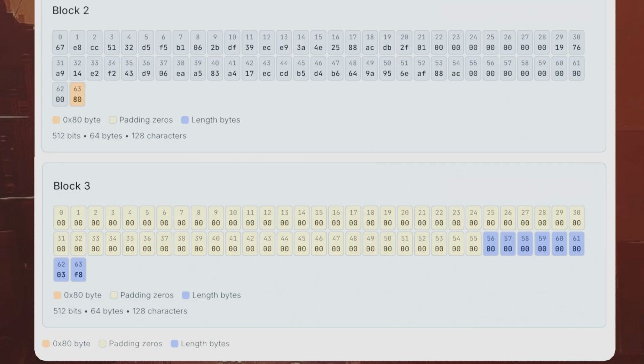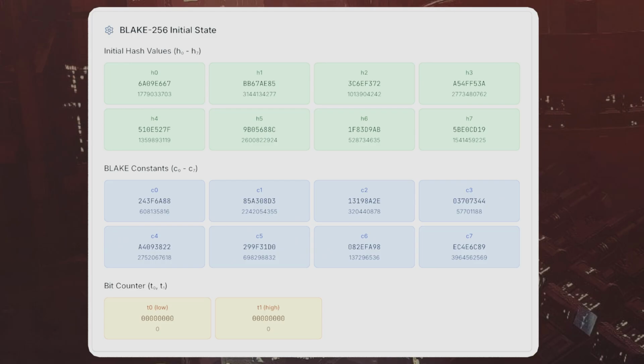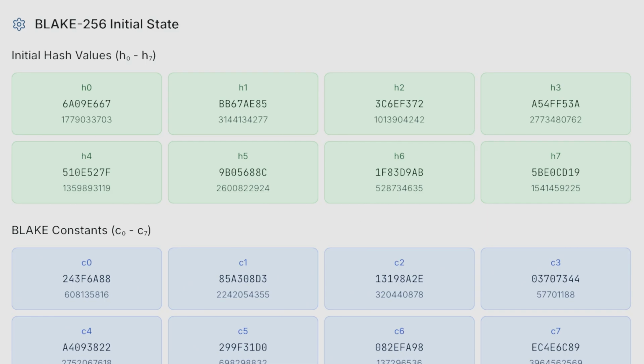Step 3. Initialization. 3 distinct sets of values prepare the hashing algorithm. The initial hash values, H0 to H7, establish a reproducible starting point derived from fractional parts of the first 32 prime numbers' square roots. A mathematical foundation ensuring consistency across identical inputs.